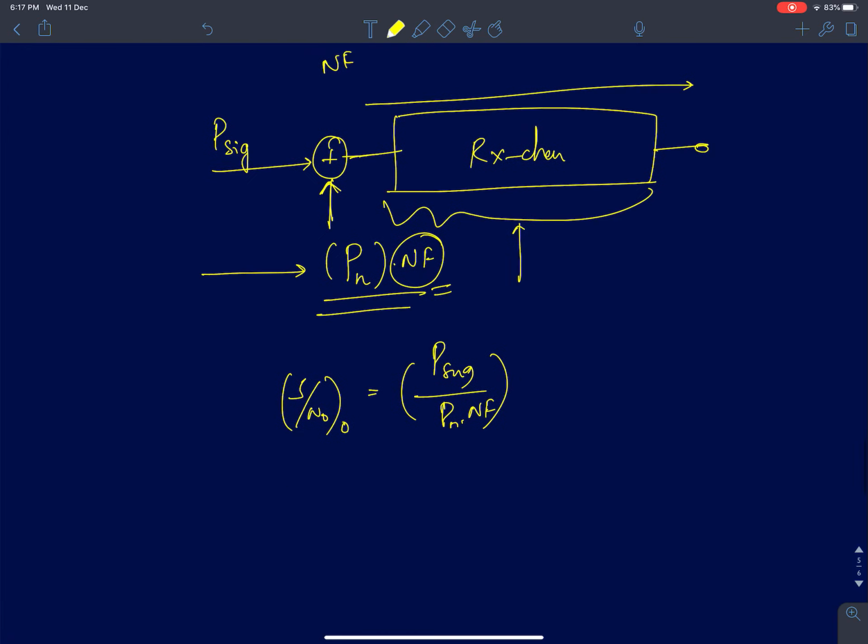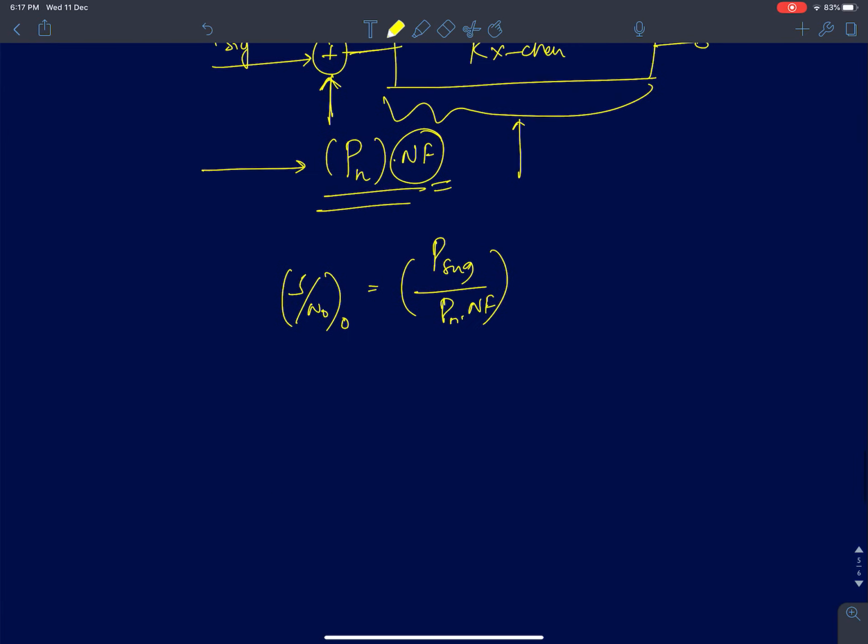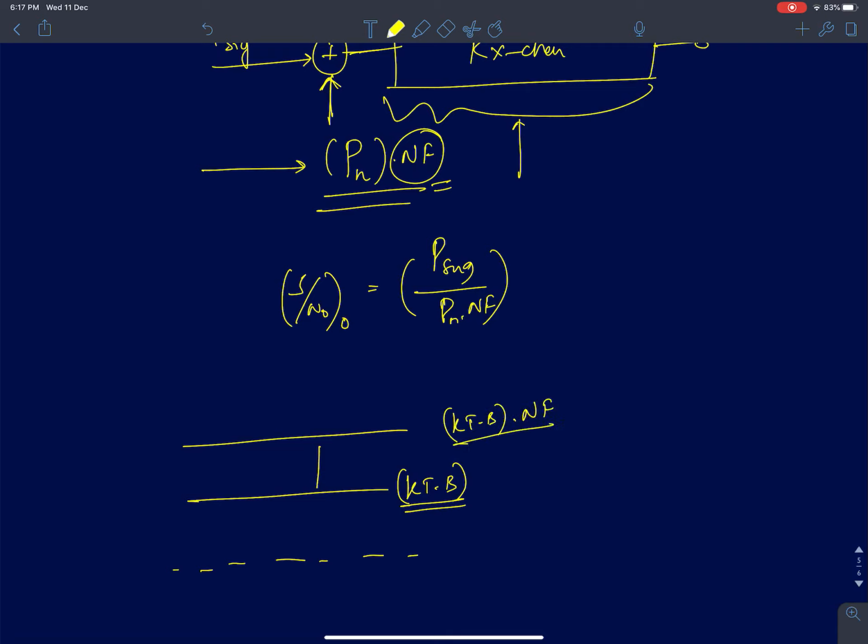Okay. So I'll discuss it graphically. So we said this is kT times B. That's your thermal noise power because of the radiation resistance, right? That's going to get added to the signal. Then once you connect it with the receiver, you will have to add kTB times the noise figure. So that's the increased noise because of the receiver.